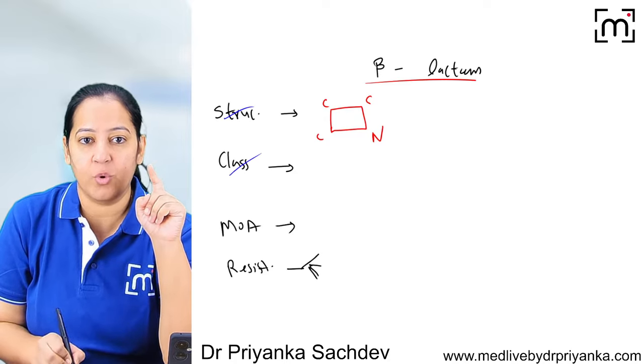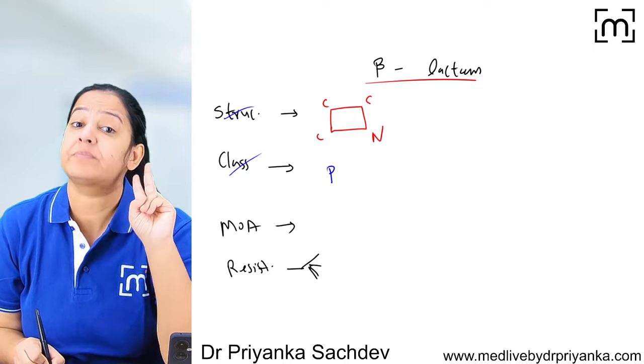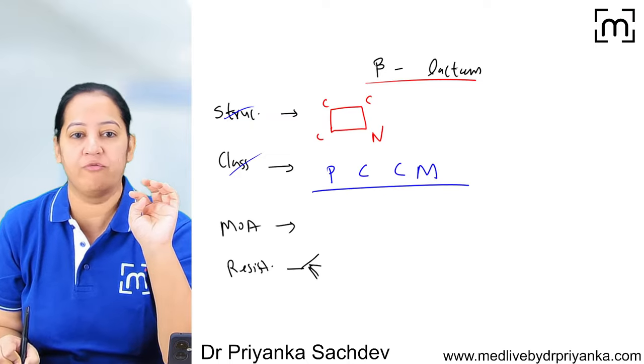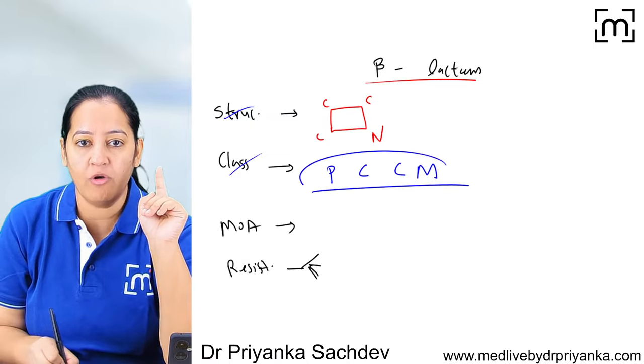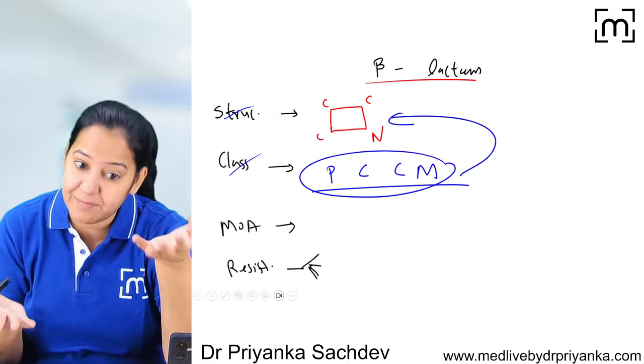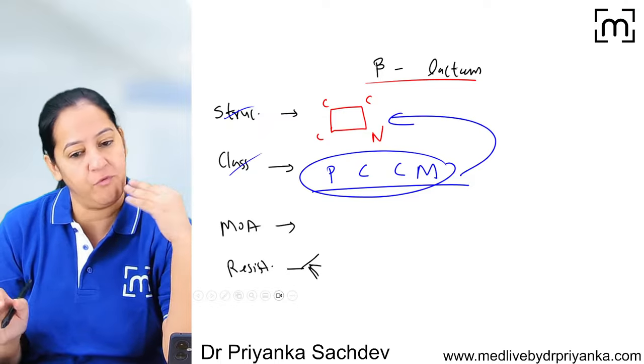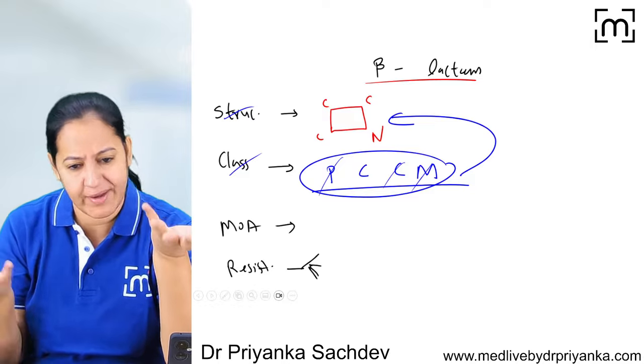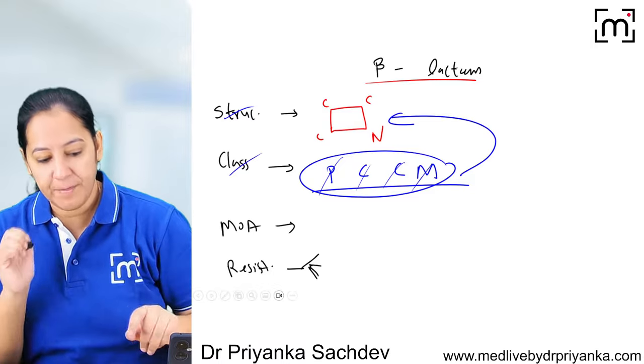Now in the classification, I told you there are four drugs: penicillin, cephalosporin, carbapenem, monobactam. All four have the same mechanism of action. They all four have a beta-lactam ring. That's why they are known as beta-lactam antibiotics. You can learn a mnemonic. Okay, let's go, coming on mechanism of action.